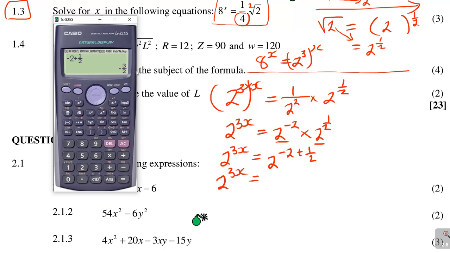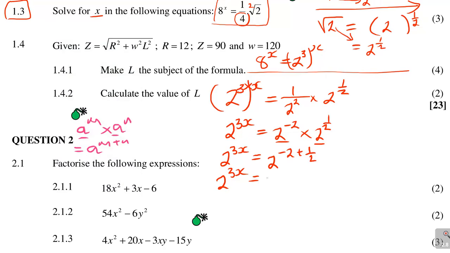Remember, you are in question number 1, so you don't want to start using your mind to be calculating what is minus 2 plus half. Your mind is thinking, but already you are exhausting your mind. So some of these things, just punch the calculator, it's still fine. So you see the answer is negative 3 over 2. So it's 2 to the power negative 3 over 2.